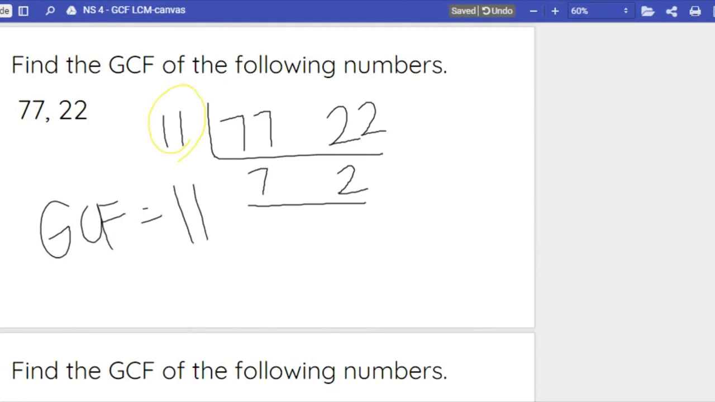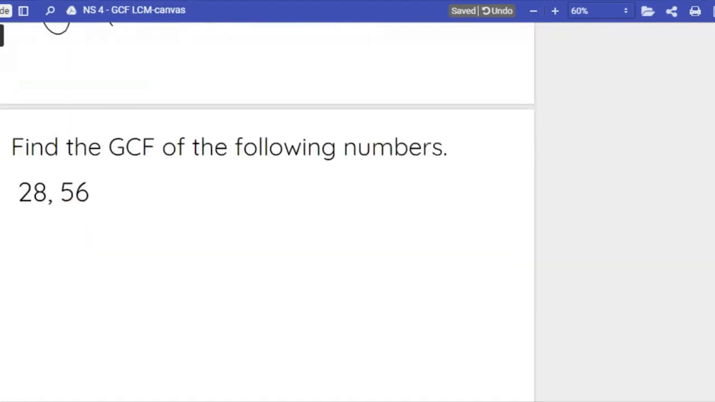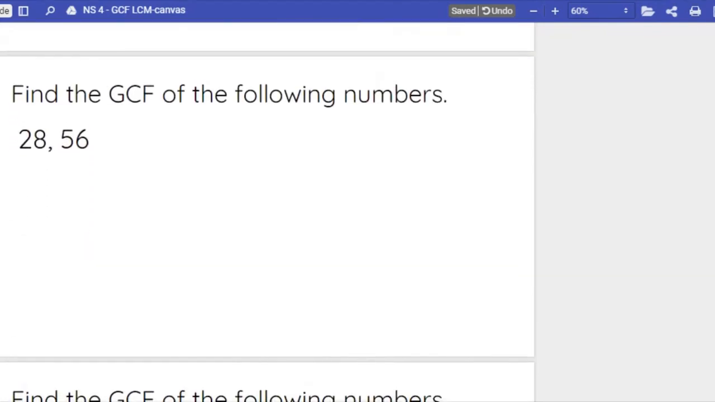And the more you do this, you'll start to kind of see, right? Some of you maybe were able to see that 11 was going to be the greatest common factor from the very beginning. But it's always good to double check our thinking. Okay, complete this next problem, and then pause your video, press play when you are ready to go over it.